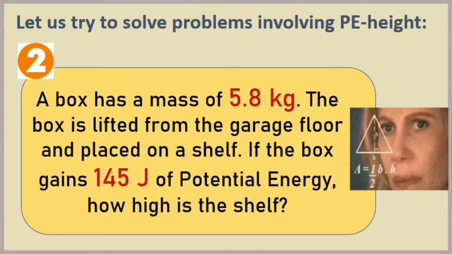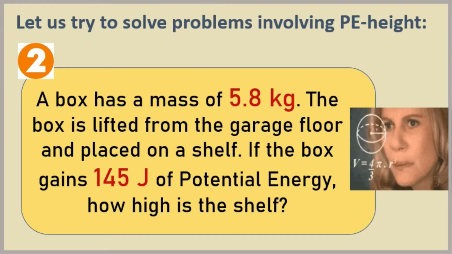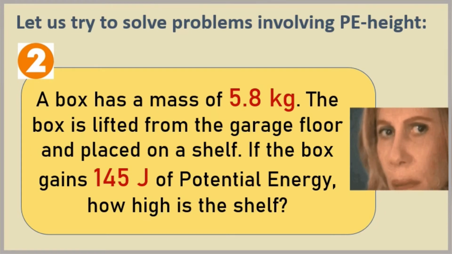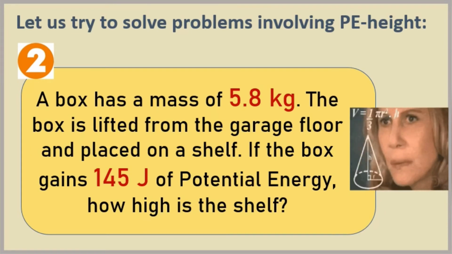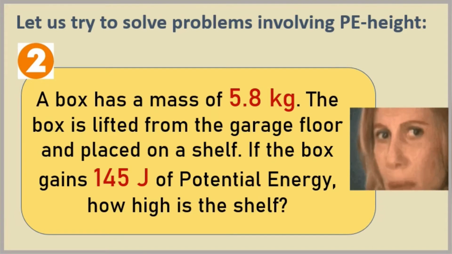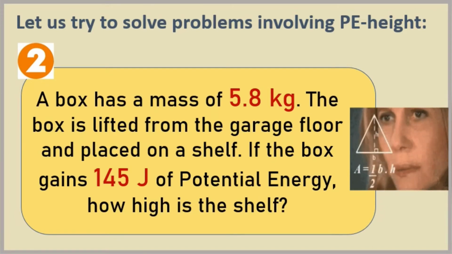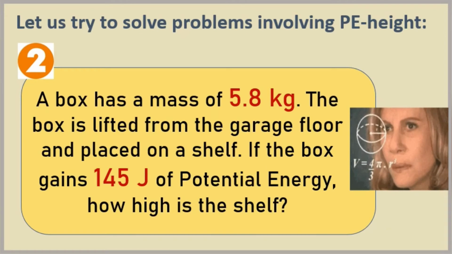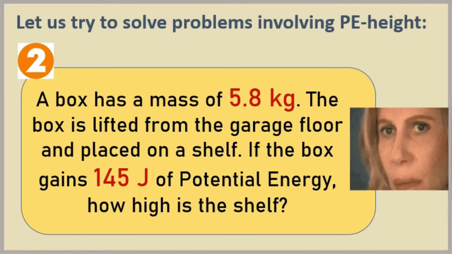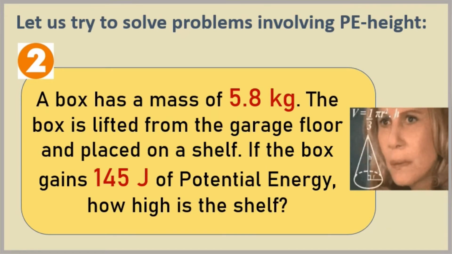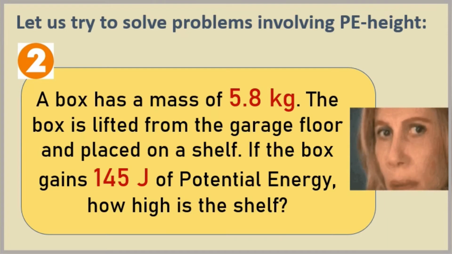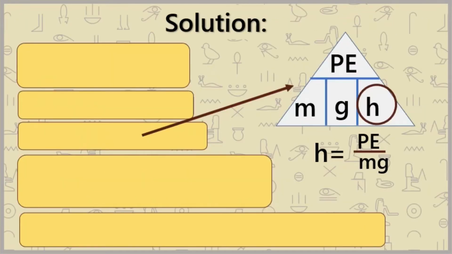So a box has a mass of 5.8 kilograms. The box is lifted from the garage floor and placed on a shelf. If the box gains 145 joules of potential energy, how high is the shelf? So the question is how high. Therefore, we are finding for height. Alright, so let us solve the problem now.